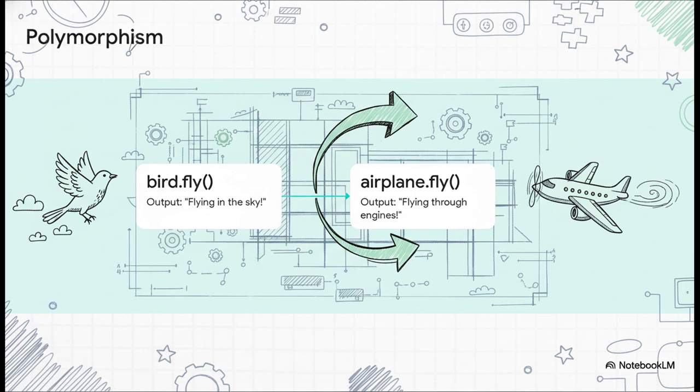I mean, look at this. The command we're giving, .fly(), is identical for both the bird and the airplane objects. But each object knows how to carry out that action in its own unique way. The result, completely different behaviors. Same message, totally different outcomes.